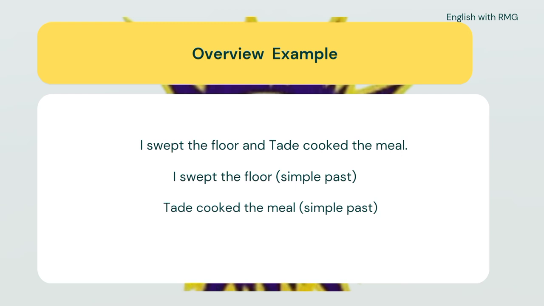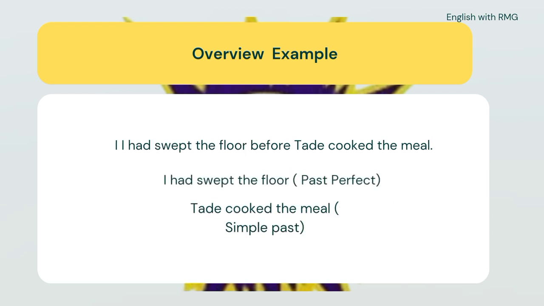Do you understand? But if I move forward to twist the sentence a bit, and I say something like, I had swept the floor before Tade cooked the meal. That means I have changed the past of swept to I had swept. That is a past perfect tense. But Tade is still in the simple past. So this is telling us that sweeping had happened earlier before Tade cooked the meal. Although both actions happened in the past, one happened earlier before the other. So when we talk about sequence of tenses, this is what we're talking about.